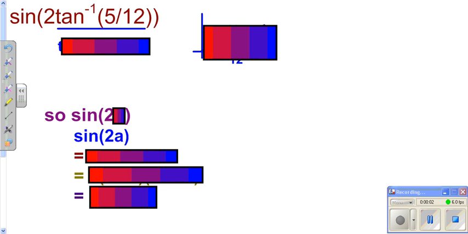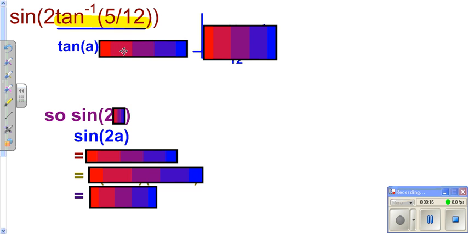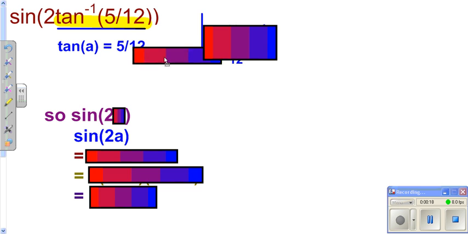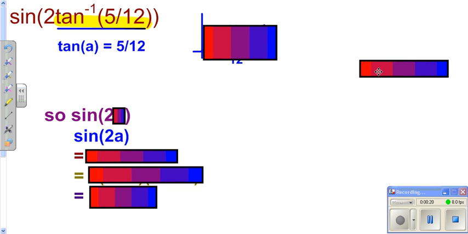Well, here we have a sine of 2 times, and then it's an inverse trig function again. Remember, an inverse trig function is always an angle. What does that highlighted part mean? It really means the tangent of some angle, we'll call it A, is equal to 5 over 12. Well, that's not one we're supposed to have memorized, so we'll go ahead and draw ourselves a triangle. Remember, tangent inverse is defined in quadrants 1 and 4.